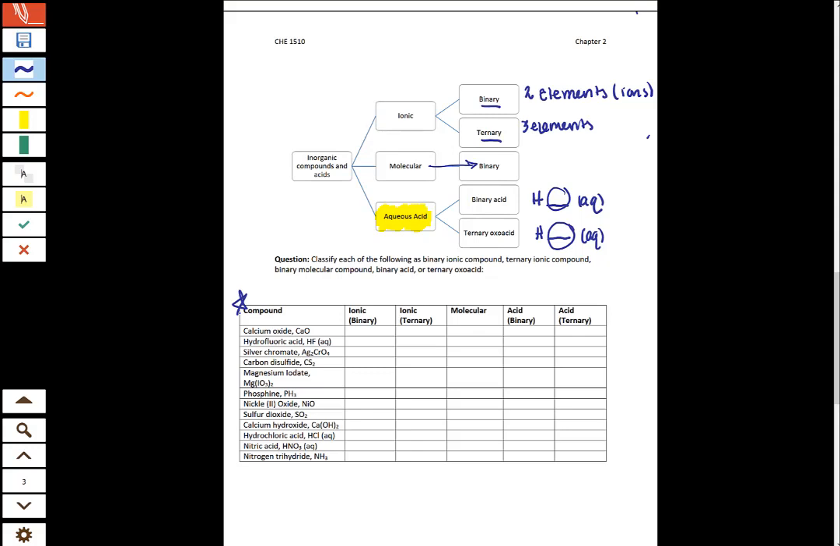So calcium oxide. Is calcium a metal or a nonmetal? So hopefully you pulled out your periodic table and you recognize that calcium is a metal. If calcium is a metal, then automatically we're talking about ionics. And then we have a nonmetal with it and only one nonmetal. So this is ionic and binary. Let's look at the next one. Hydrofluoric acid. Hydrofluoric acid is starting with that H and ending with the AQ. There's only one other element besides the H, which means you have a total of two types of elements, which means it's binary. So it's an acid that's binary.